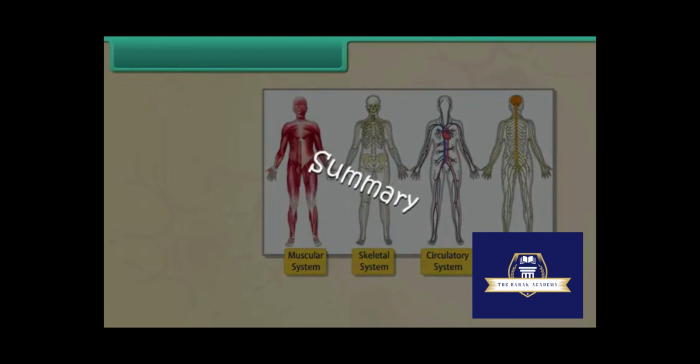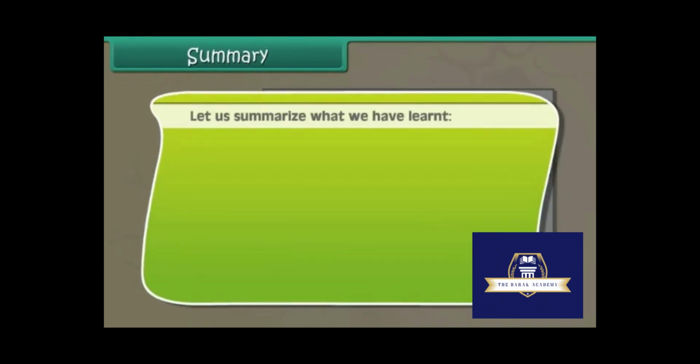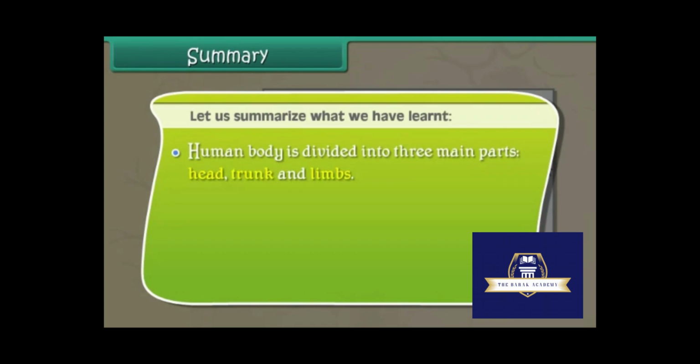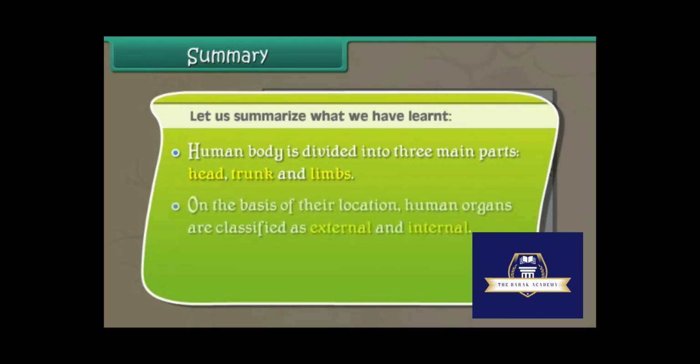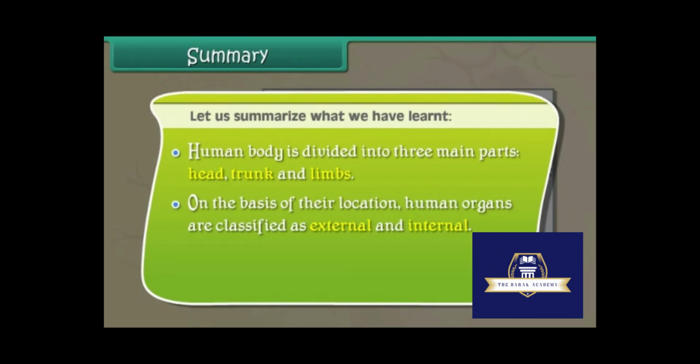Summary. Let us summarize what we have learned. Human body is divided into three main parts: head, trunk, and limbs. On the basis of their location, human organs are classified as external and internal.